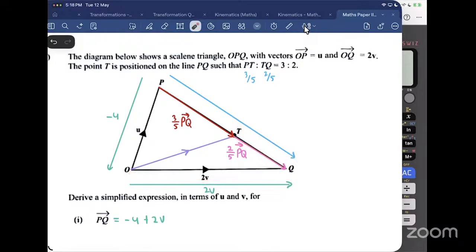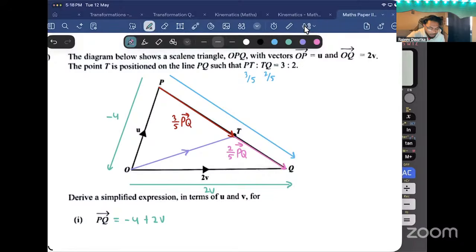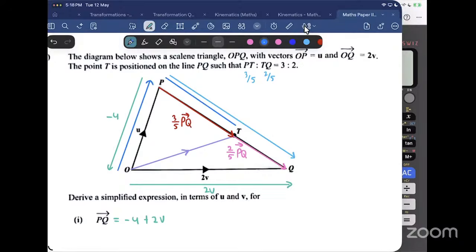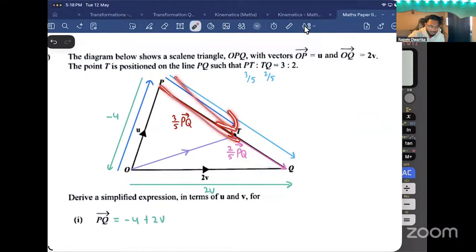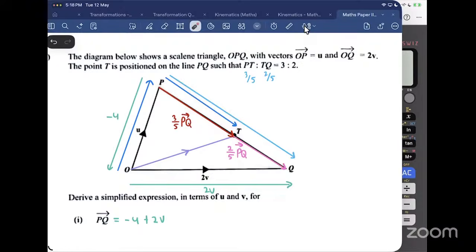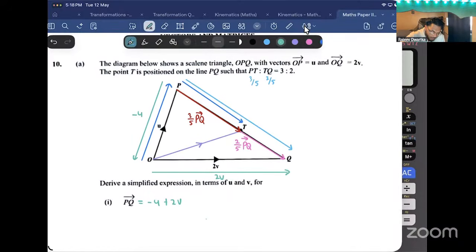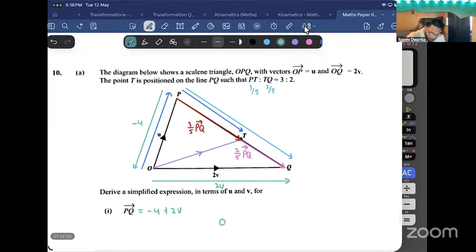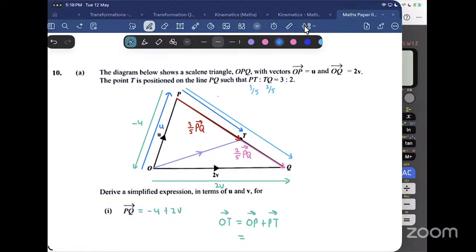Yes, I understand. The easiest route we could take to avoid confusion with most students is to go O to P and then P to T, and that would be in line with P to Q. So would I have to change any signs? No, I wouldn't. So we want to go from O to T: go from O to P and then P to T. O to P is going in the same direction, so that'll be U. And this is going to be 3/5 of PQ.